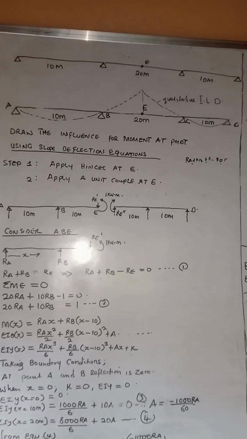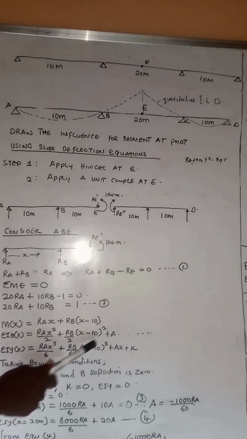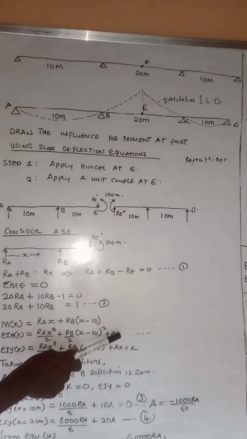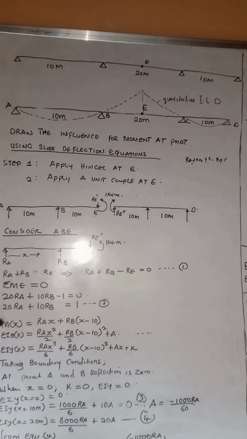Now, having obtained equation 2, we are going to obtain the slope deflection equations. Let's start with the slope equation for beam ABE. So we have EI times the slope. Let's take a cross section from our left-hand side to our right-hand side. Taking an arbitrary point X, we have RA X squared over 2 plus RB over 2 open bracket X minus 10 raised to the power 2, plus constant A. So we have the first constant of integration, having integrated our moment expression M of X.